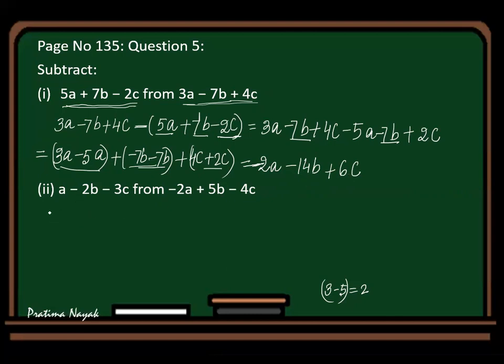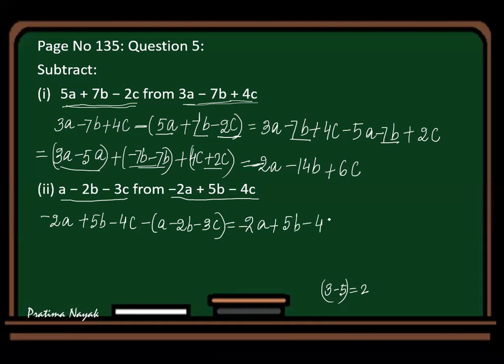Now coming to the second one. Subtract a minus 2b minus 3c from minus 2a plus 5b minus 4c. So minus 2a plus 5b minus 4c. Give a subtraction sign, then a minus 2b minus 3c. Then we will change the signs and open the bracket.